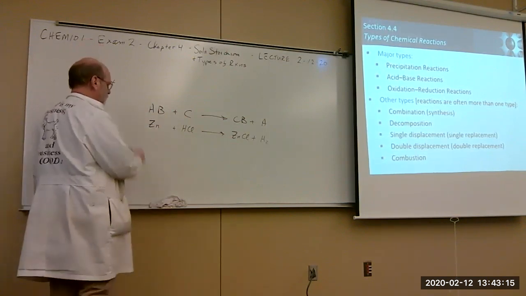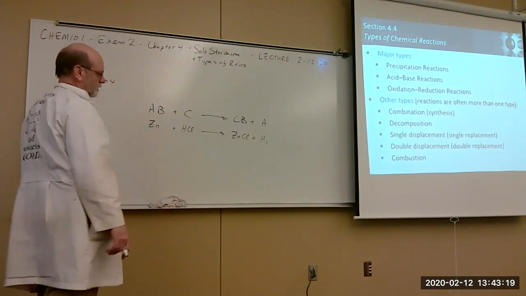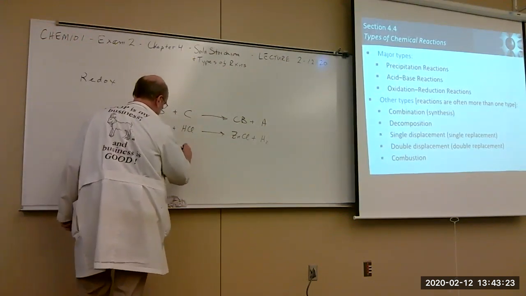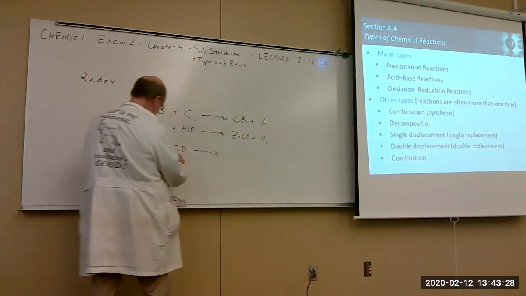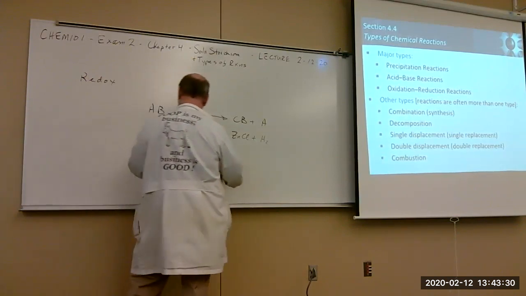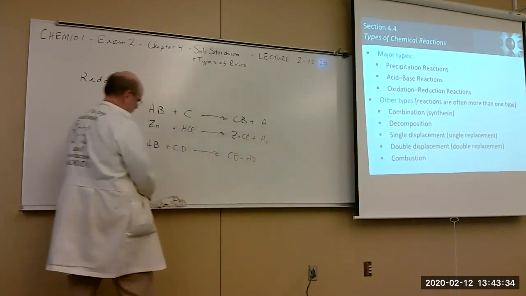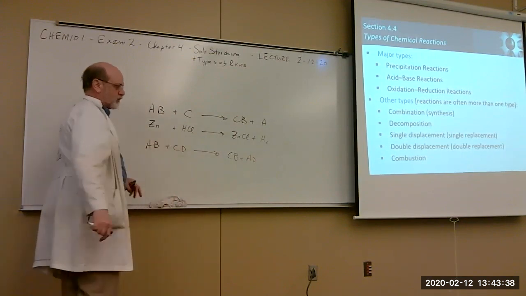Double replacement. So generically speaking, we have a compound, cation, anion, cation, anion. You just swap the cations. So we have a CB plus an AD. So you have two compounds, and you swap components. That's a double replacement.